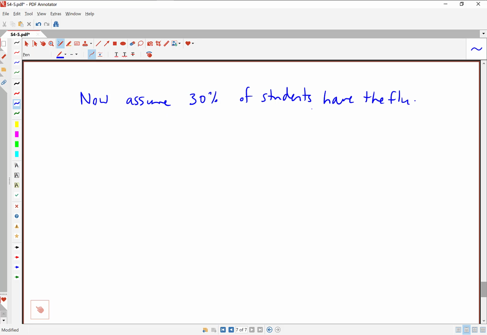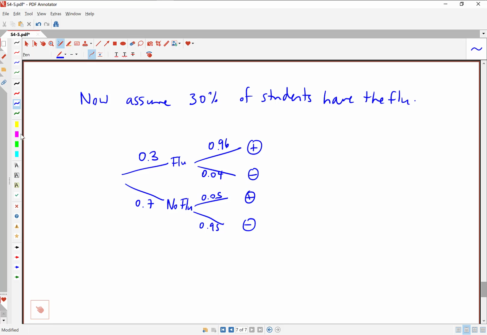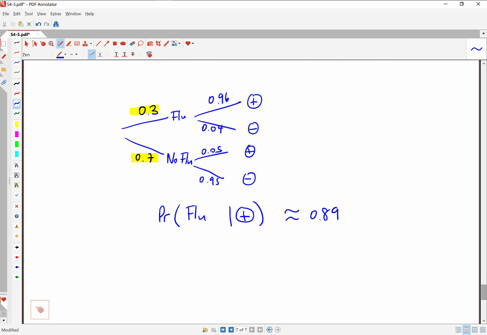So now let's assume 30% of students have the flu. We'll assume the same false positive and false negative rates as before. So all that we're changing is just these initial probabilities of having the flu or not having the flu. So now if we redo the calculation, which is calculating the probability that someone has the flu given that they test positive, if you feel like doing another practice calculation here, you can confirm this comes out to about 0.89. So that's much more reasonable. You could say 89% of positive patients actually have the flu.